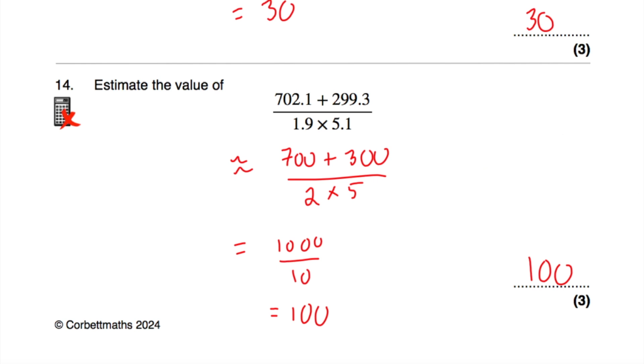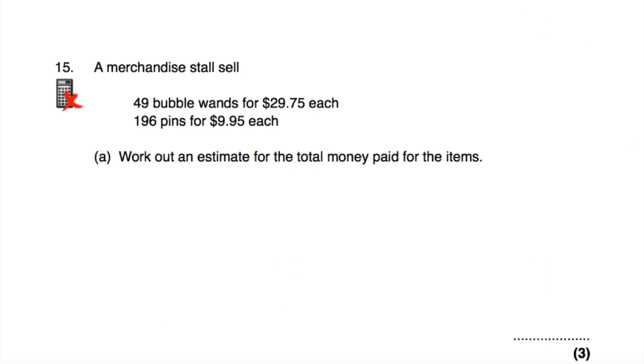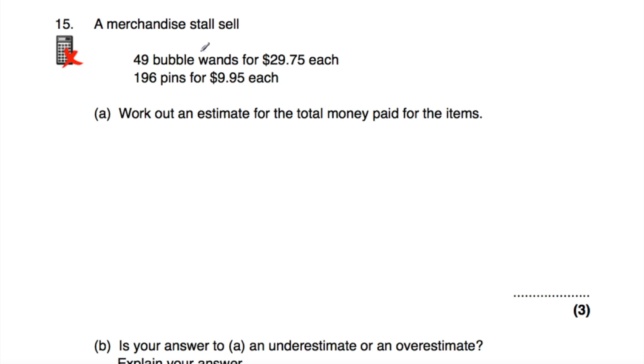Okay, let's look at our next question, question number 15. It says, a merchandise stall sells 49 bubble wands for $29.75 each and 196 pins at $9.95 each. And we've been asked to work out an estimate for the total money paid for these items. Okay, so here, because it's an estimate, I'm going to round these numbers to one significant figure. So instead of 49 bubble wands, I'm going to choose 50. Instead of $29.75, I'm going to choose $30. Instead of 196 pins, I'm going to choose 200 pins. And instead of $9.95, I'm going to choose $10. So I've just rounded all those figures to one significant figure.